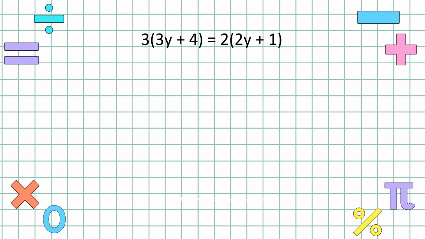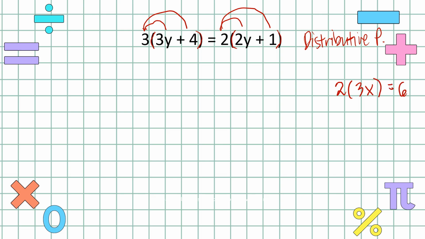Now what about this example with a grouping symbol? Here we will be applying the so-called distributive property, where we distribute the term outside to the terms inside. When we say distribute, it means we are multiplying it to the terms inside, because the parentheses also represent multiplication. For example, if you've seen a term written this way, 2 open parenthesis 3x, that means 2 times 3x, and this is simply 6x.